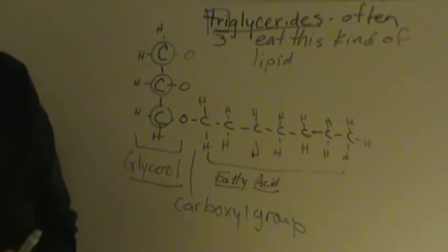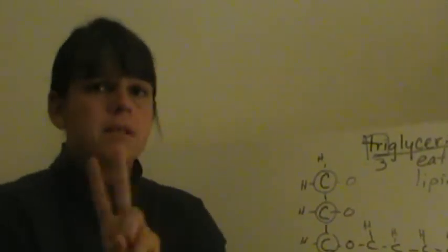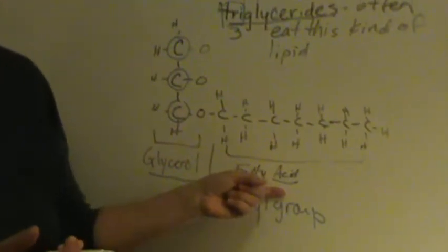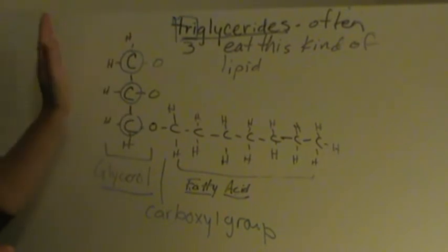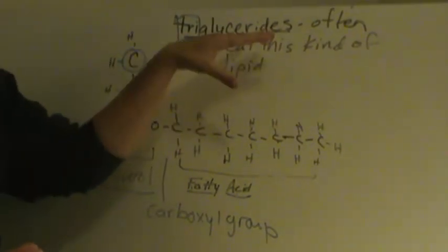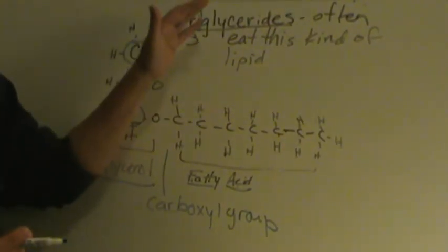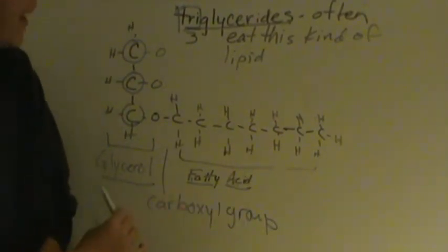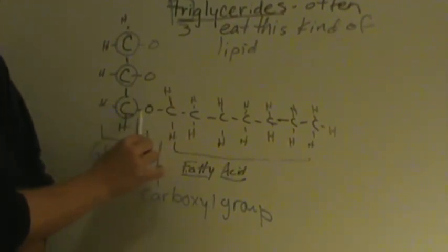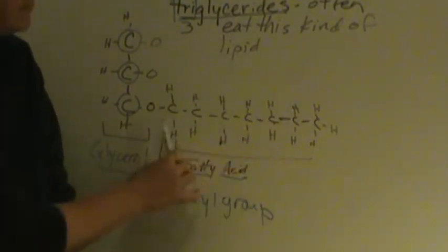The second part that makes up, because there's 2 parts that make up a triglyceride. One is the glycerol, and the second is a fatty acid chain. And in this case, there should be 3 fatty acid chains. They do not all fit on my drawing here, so that's why I don't have all 3, but there should be 3.